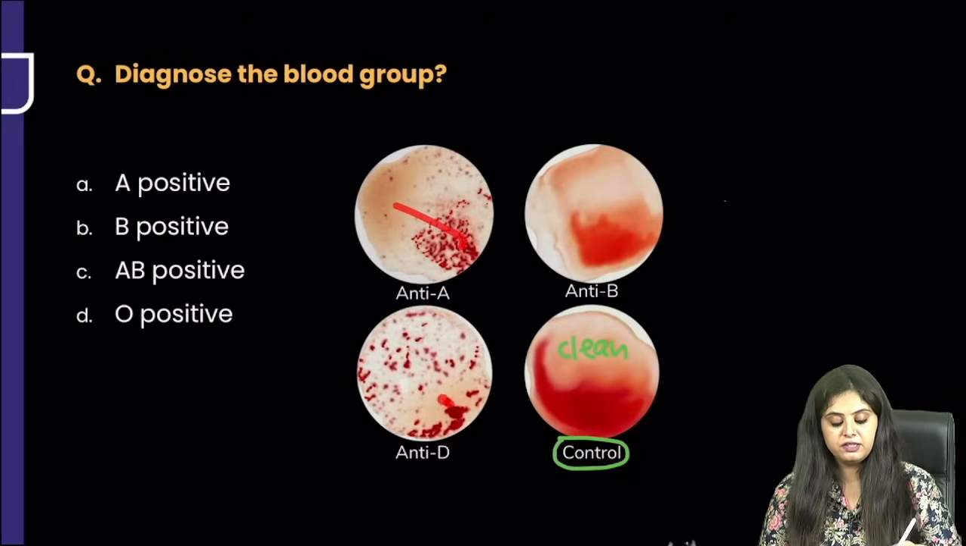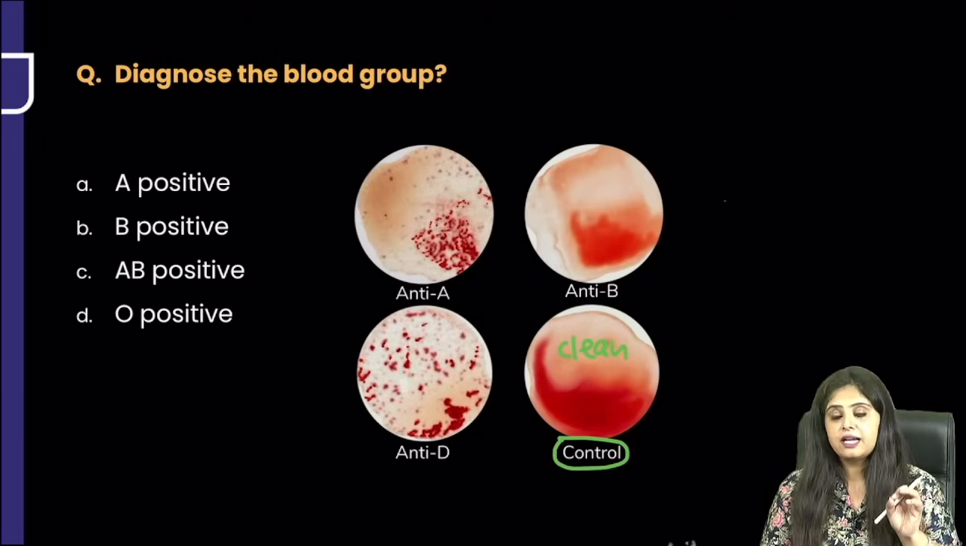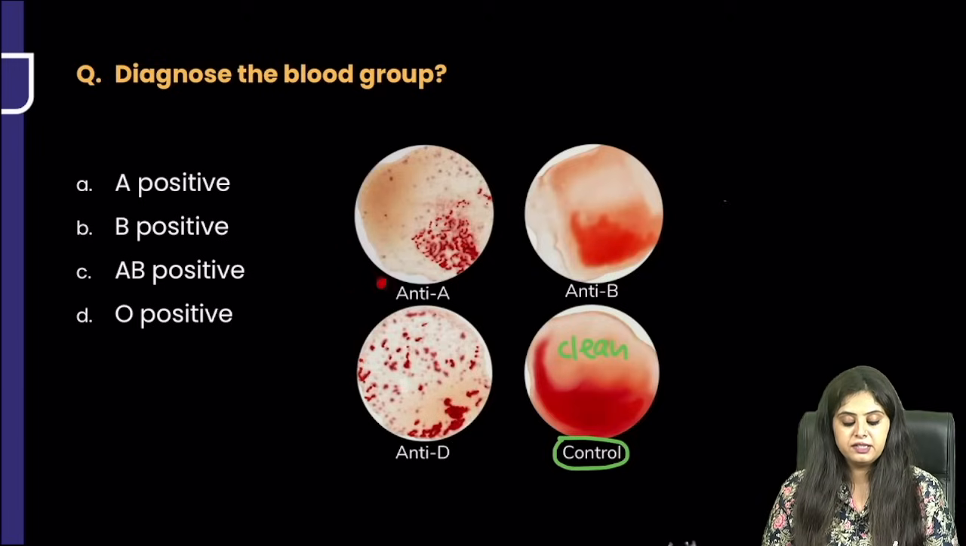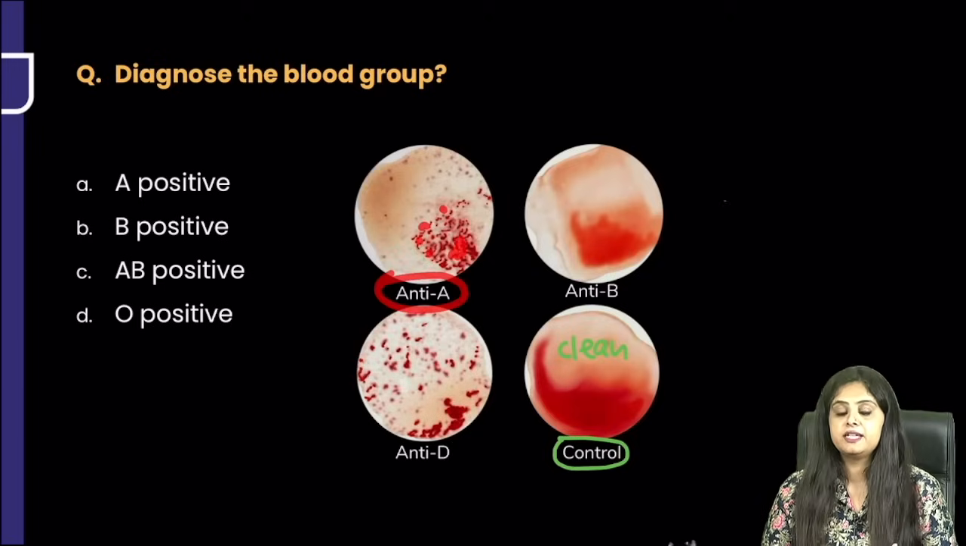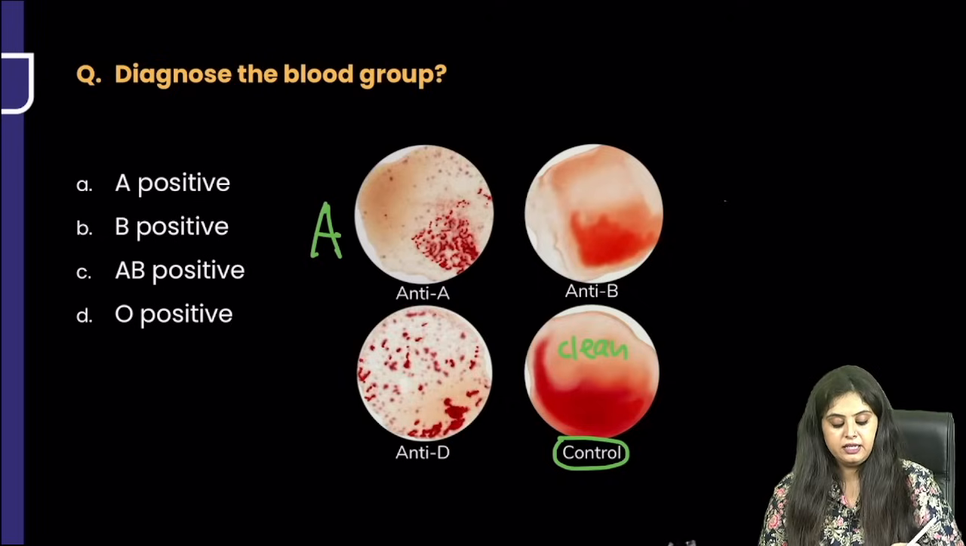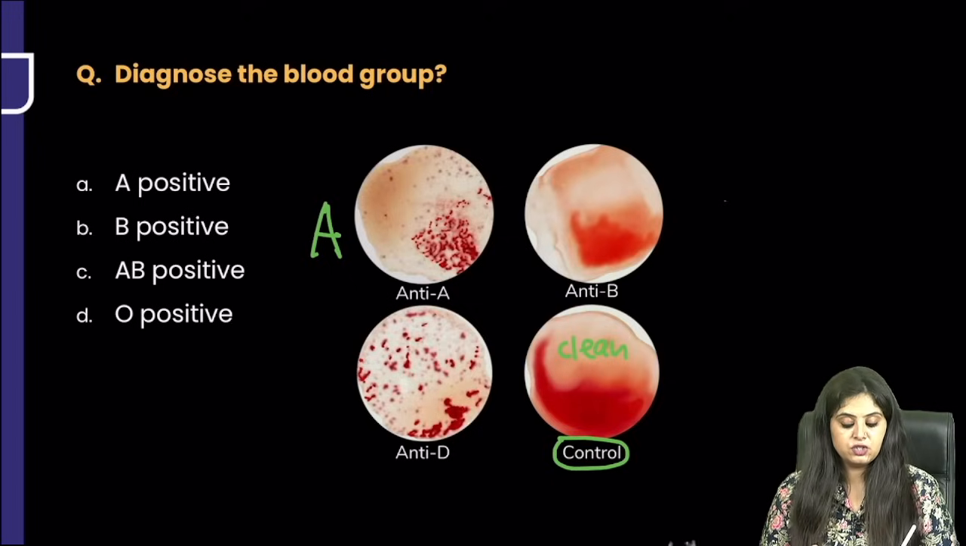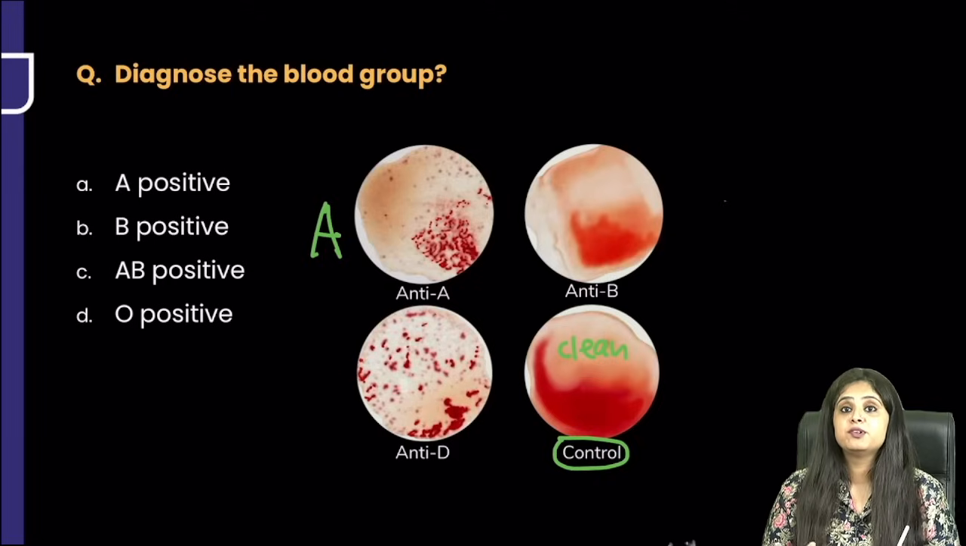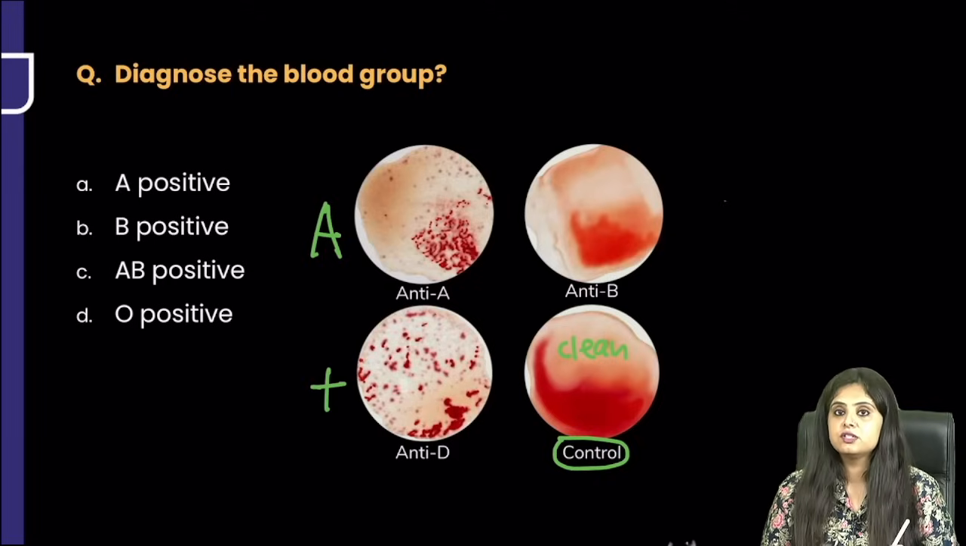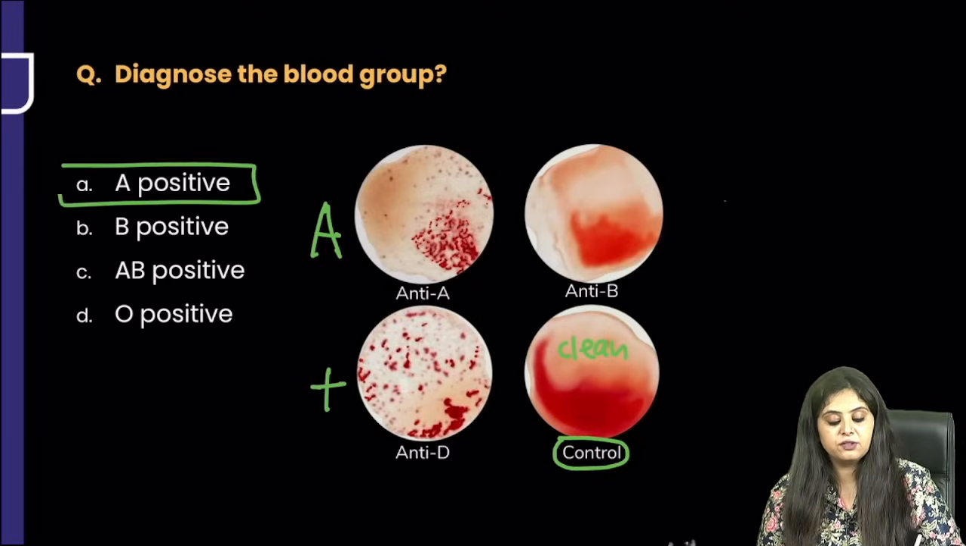Now, wherever you will see the clot or agglutination, the agglutination will tell you the blood group. So you are seeing the agglutination clumps over here with anti-A, so the blood group is A. You are not seeing any agglutination with B, so there's nothing to do with B antigen. You are seeing the agglutination with anti-D. Anti-D tells you about RH, that is positive, negative. So if you're seeing the agglutination, it is positive. This becomes a case of A positive.